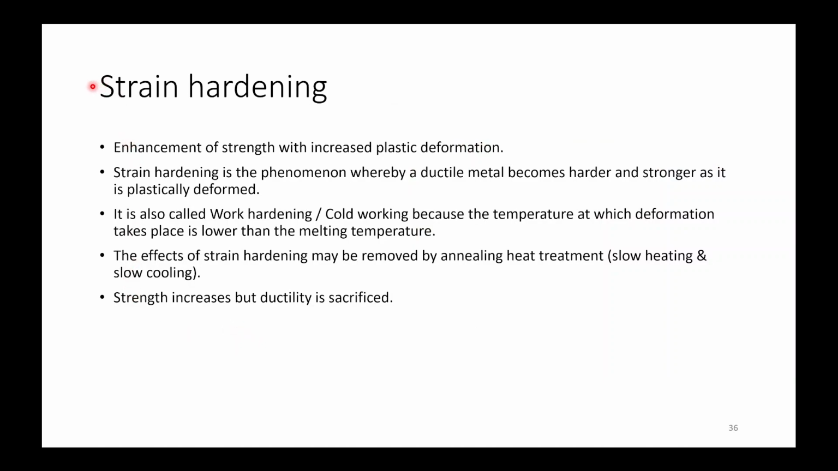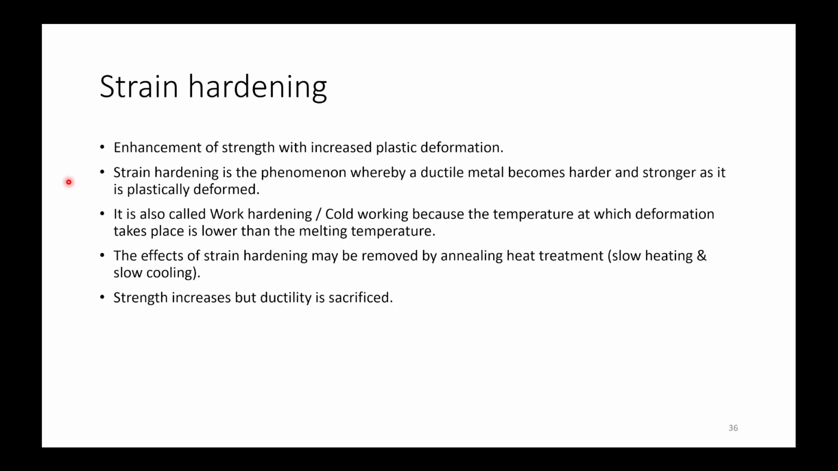Now the other strengthening mechanism is strain hardening or work hardening. In this case, we enhance strength with increased plastic deformation. Strain hardening is the phenomenon where a ductile metal becomes harder and stronger as it is plastically deformed, and it is also called work hardening or cold working because the temperature at which deformation takes place is lower than the melting temperature, and the effects of strain hardening may be removed by annealing heat treatment.